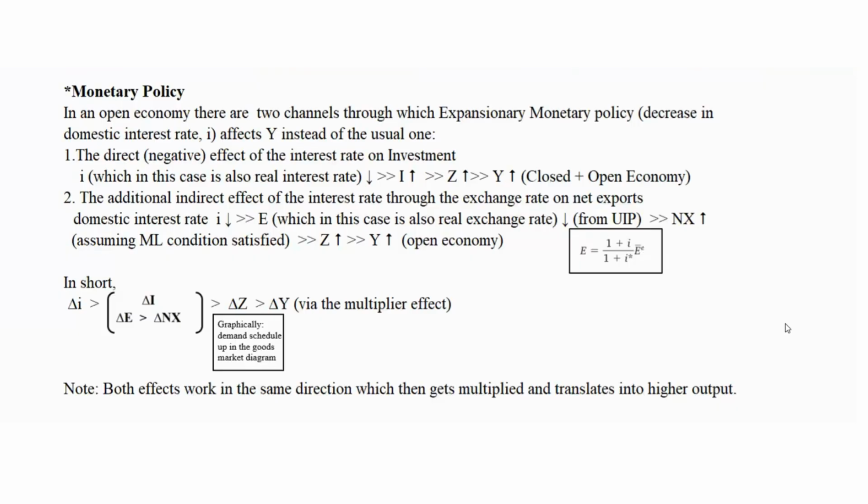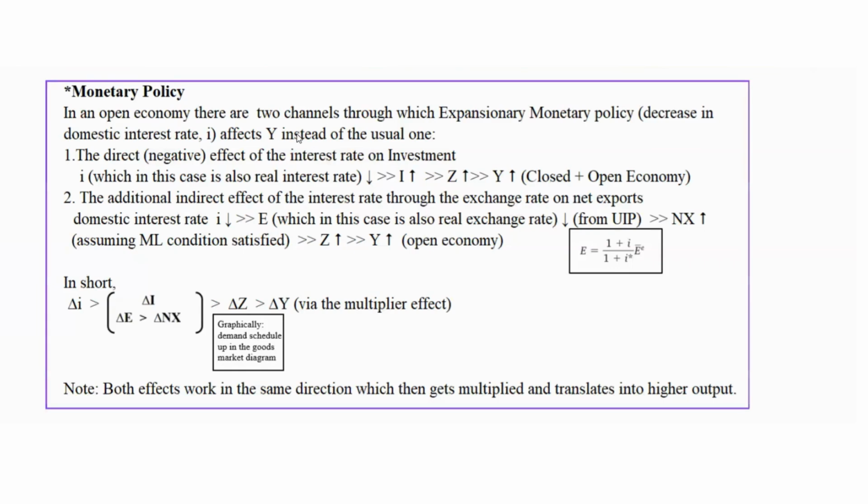So based upon the assumptions that we made, the real interest rate is equal to the nominal interest rate, and the real exchange rate is equal to the nominal exchange rate. These are the assumptions made in the text. So like we said, when interest rate goes down, investment increases, which increases demand. In a goods market model, that means the demand schedule shifts upwards and output increases. This channel through which monetary policy affects output was present in the closed economy as well: when interest rate changes, investment changes, demand changes, output changes.